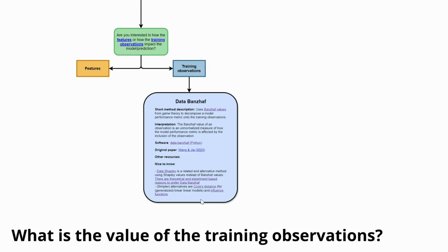This already gives us the suggested explanation method, Data Banzhaf. This method uses Banzhaf values, a game theoretic method like Shapley values, to decompose model performance onto the training observations. In the end node here, we provide a short description and interpretation along with links to software, papers, and other resources explaining the method, and some handy nice-to-know bullet points.